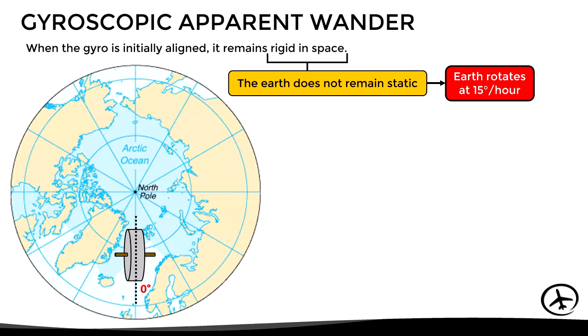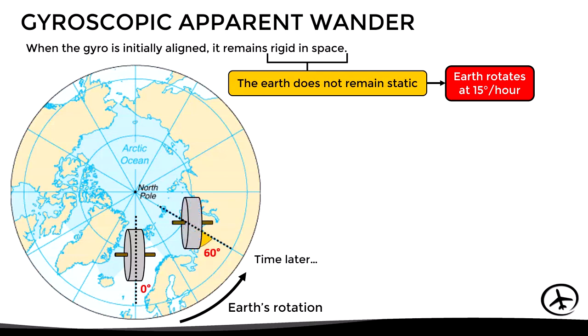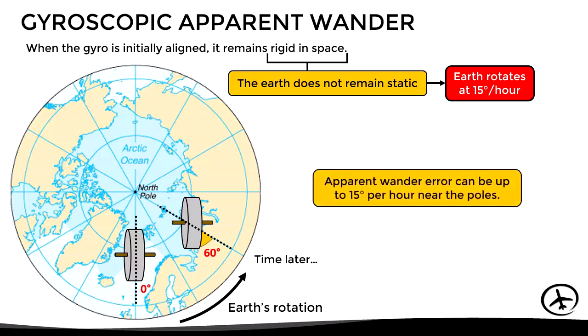Now, after a few hours, the Earth would have rotated several degrees, so let's say that we are now at this other position. As we can see, as the gyro remains rigid in space, it is no longer pointing to the north, and it now has a deviation of 60 degrees. This implies that the heading indicator will be using a wrong directional reference, so the heading indication will be incorrect. This apparent wander error can be up to 15 degrees per hour near the poles.